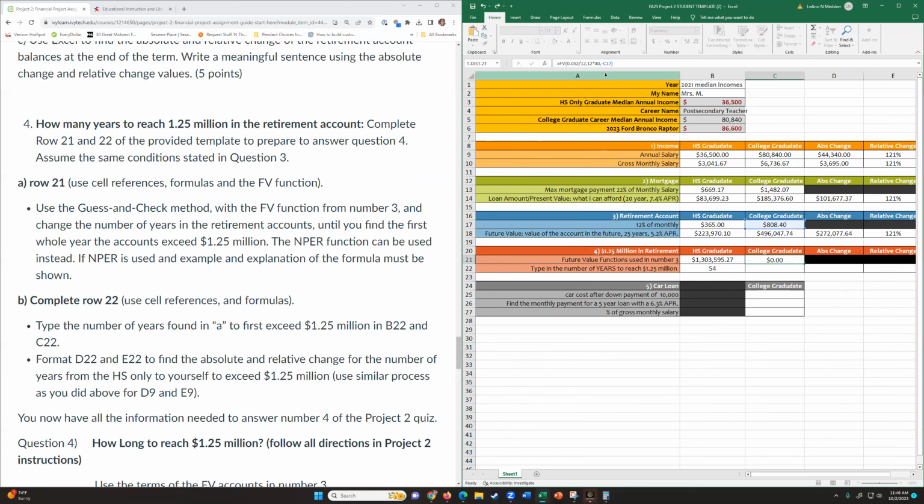So let's try 40 years. Yeah, we're already over 1.25 million. So let's try 39 and make sure that it didn't hit 1.25 before then. Now, at 39 years, we were at 1.22.